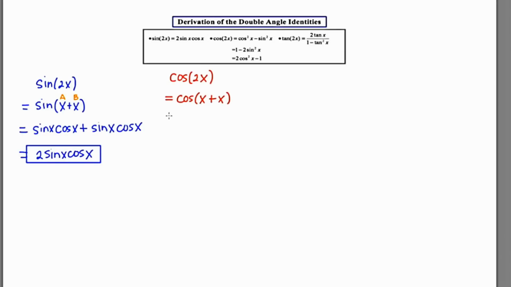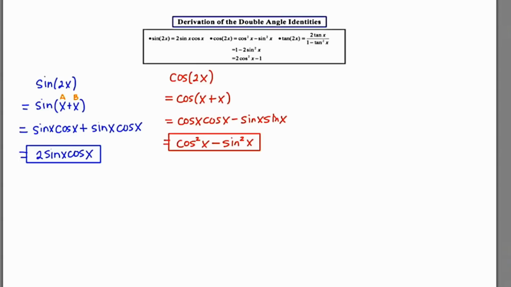Using the cosine of a sum identity from the last unit, we know that we're going to get cosine of the first times cosine of the second minus the sine of the first times the sine of the second. When we multiply something by itself, that's called squaring, so I could write this as cosine squared minus sine squared. And here is that initial variation.